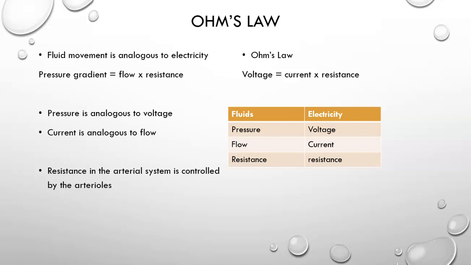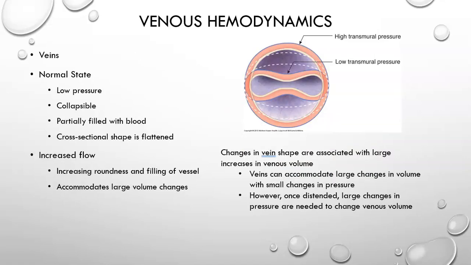Now let's talk about venous hemodynamics. These are a little different. Venous hemodynamics are controlled by the muscles of the body other than the heart. Obviously the heart controls most of the arterial hemodynamics, but the other muscles really are what drive venous hemodynamics. So in the normal state, veins have a very low pressure. The venous walls are collapsible, usually partially filled with blood. And in the normal state, the cross-sectional shape is flattened.